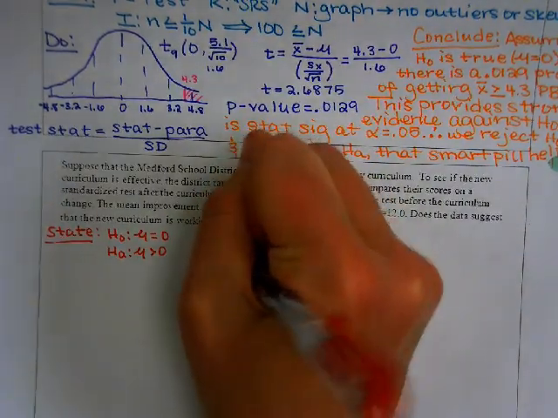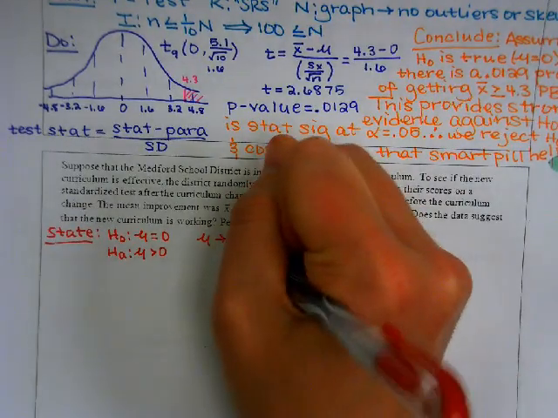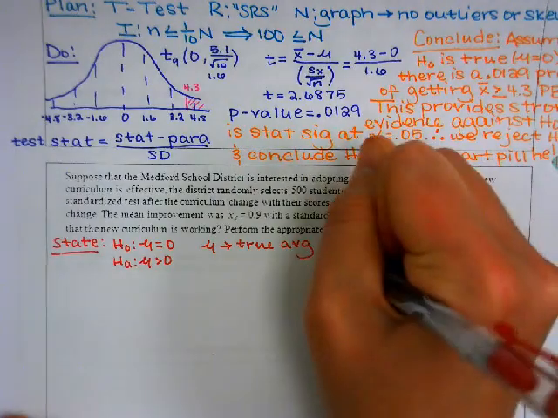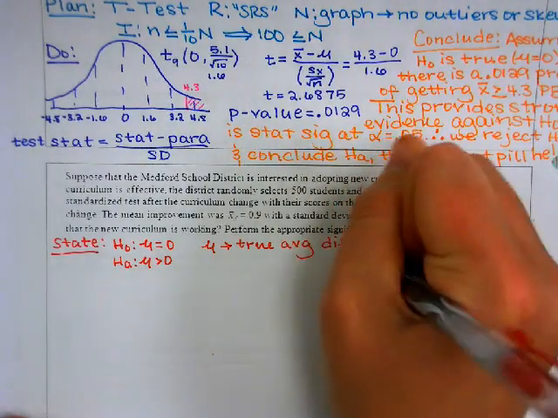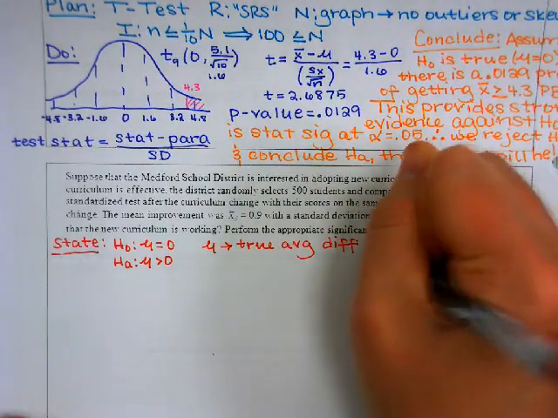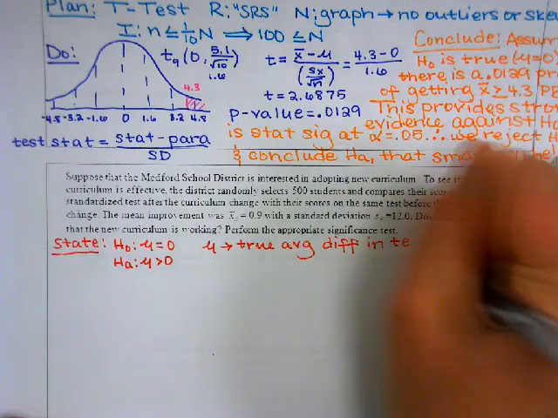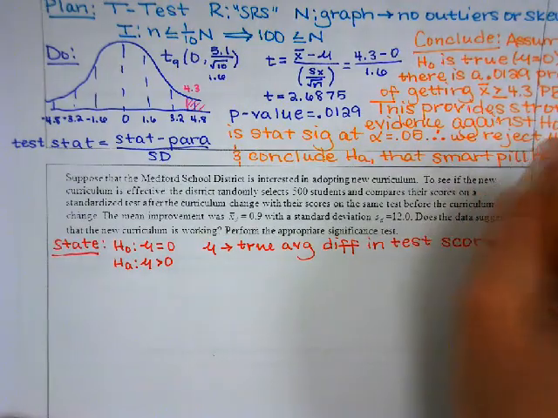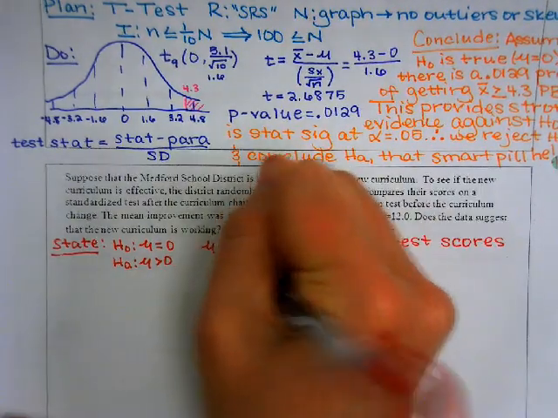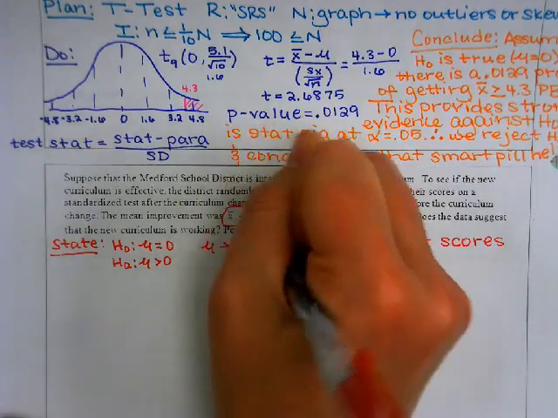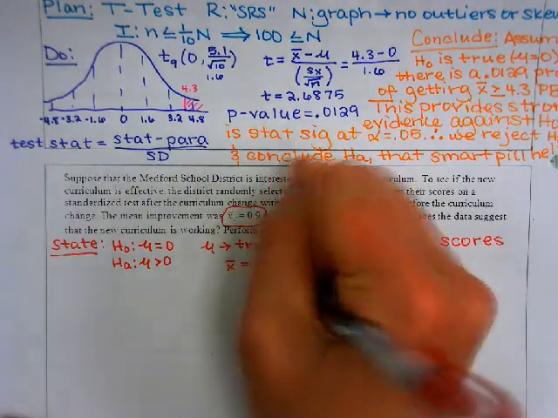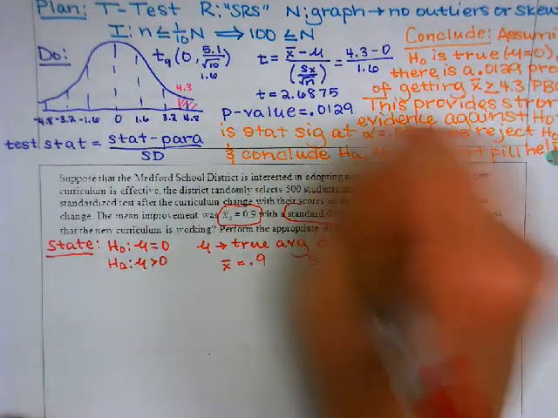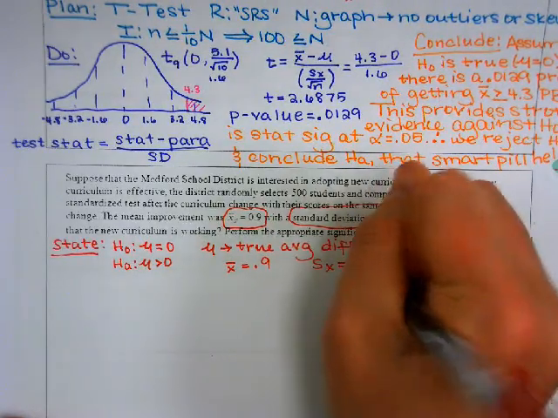Now this time we don't have data. We just are given the statistics. So what is our X bar? 0.9. That's given right there. What's our S sub X? 12. That's given right there. And then what's our alpha? 0.05. Any questions?